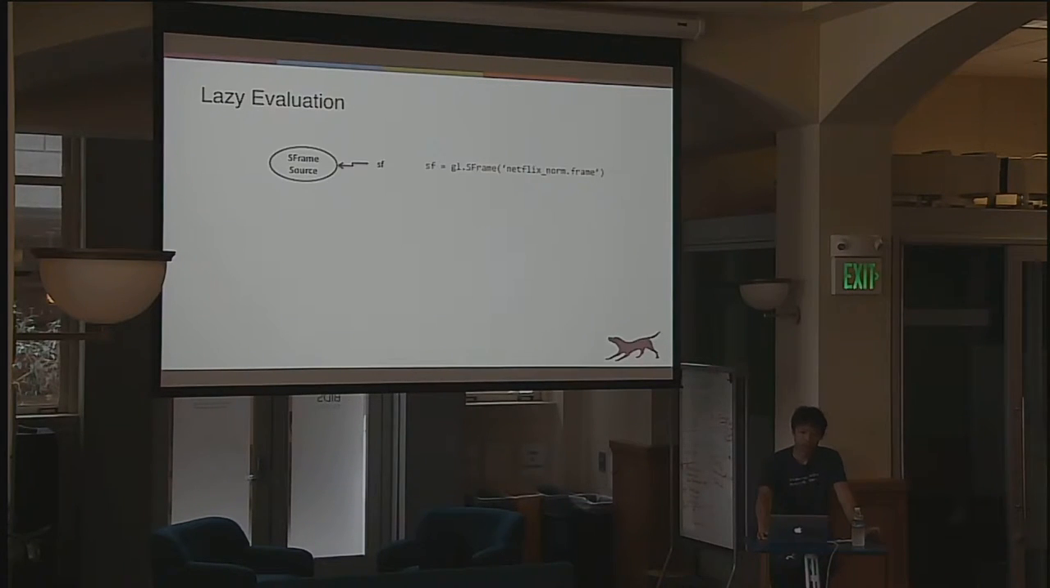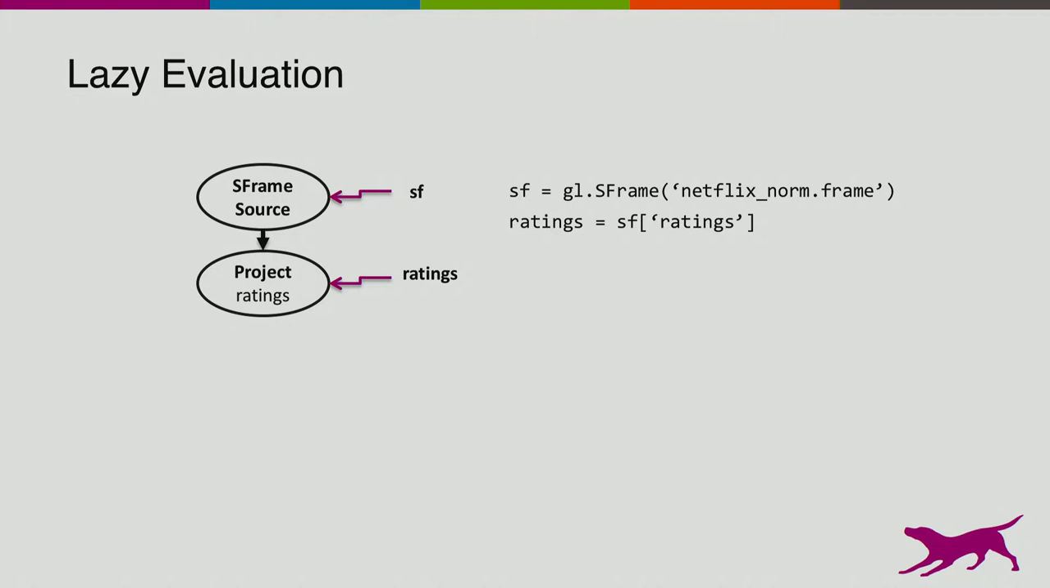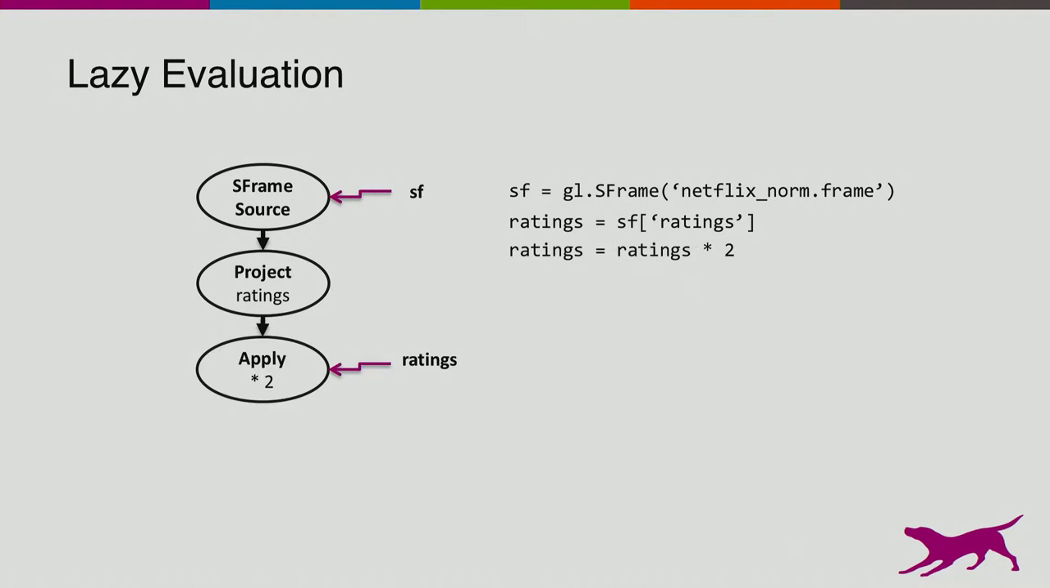So this is a more sophisticated example. We load an SFrame, which corresponds to an operator called SFrame source. And if you select a column called rating, this is a projection operator.